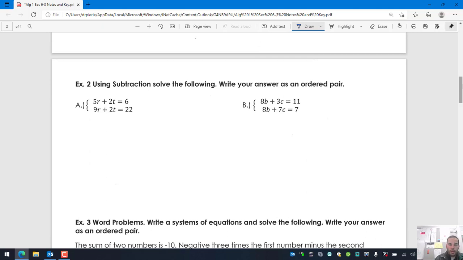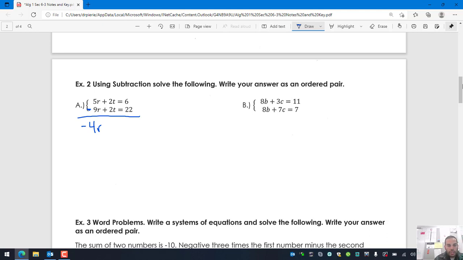Okay, so what we're going to do is we're going to make example A one big subtraction question. So, take this one piece at a time. All my variables are lined up in the order that I want. R's are first, T's are second, and the numbers are last. The first thing I'll see here is 5r minus 9r. 5 minus 9 should give us negative 4r.